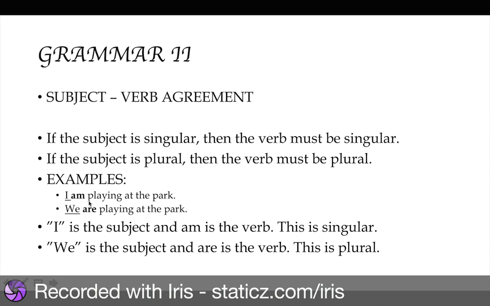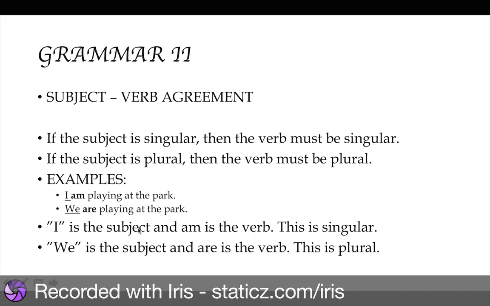I is singular, and am is also singular. I is the subject, and am is the verb. So if you put it together, you get I am playing at the park. Over here, we are playing at the park. We is plural, are is also plural. We is the subject and are is the verb. So if you put it together, we get we are playing at the park.